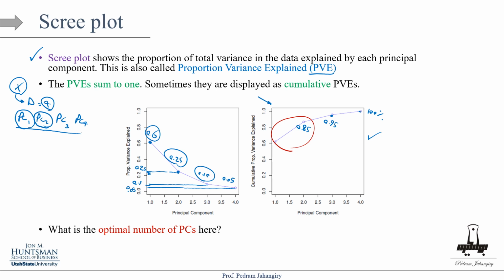Obviously at some point there's not much more to add. There's no value to add more components. Look at this one: if you go from 1 component to 2, it's 85%. From 2 to 3, we go from 85 to 95. So maybe we should stop here. It's not worth adding more dimension to the data because it's minimally improving the explainability of the variation in the data. But again, this is subjective. It depends on what you need.